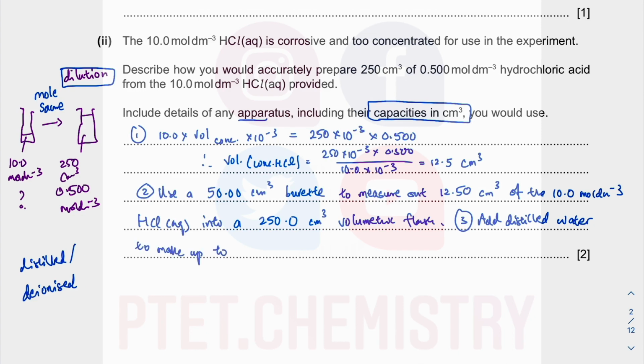make up to the 250.0 cm cube mark. And then you stopper the flask, and then you have to shake to mix well because you want to get a uniform concentration. So when you make up a solution, make sure you stopper and you shake in order to mix well.